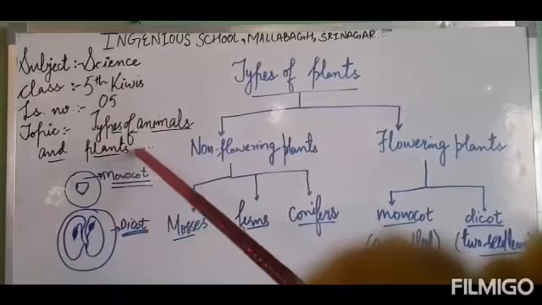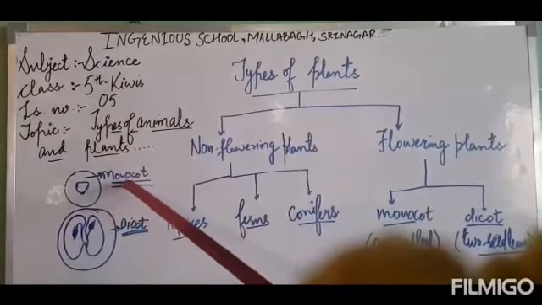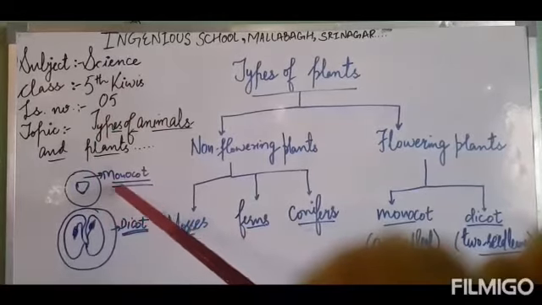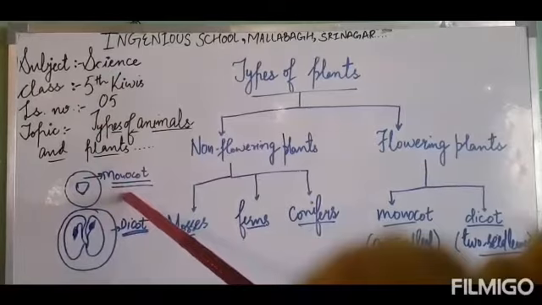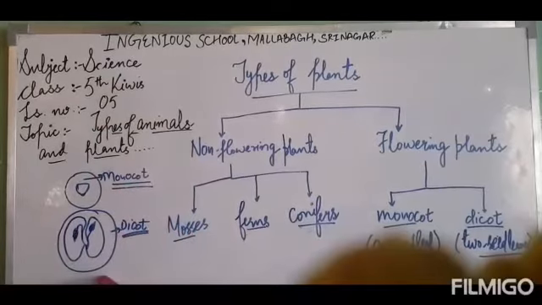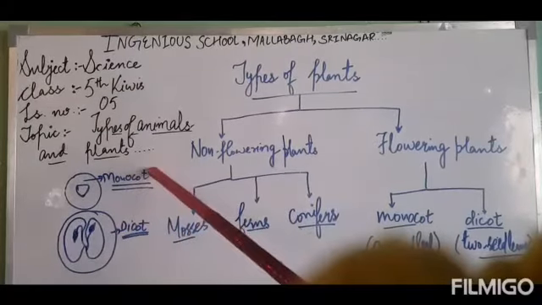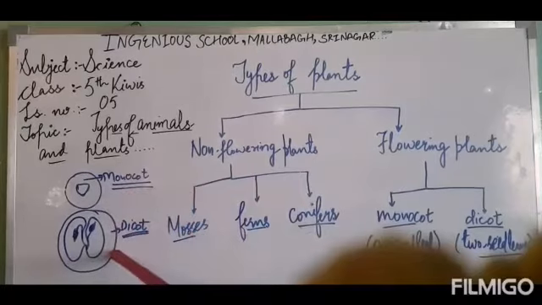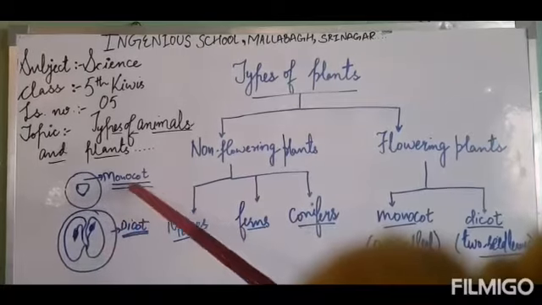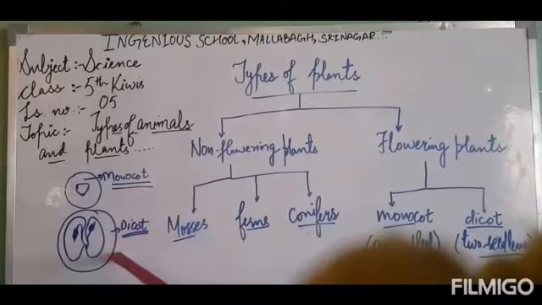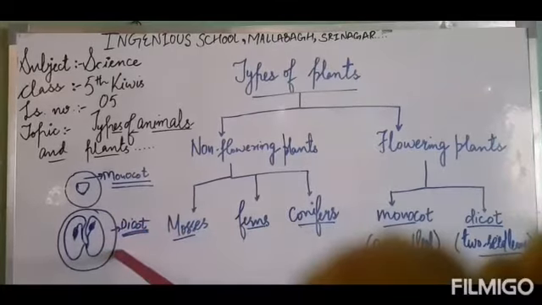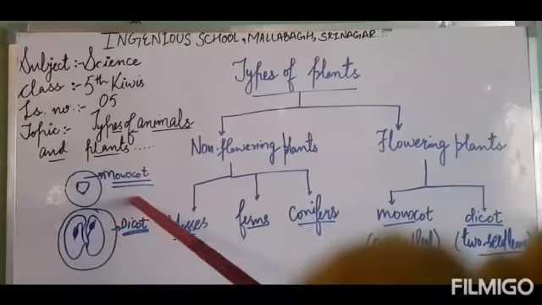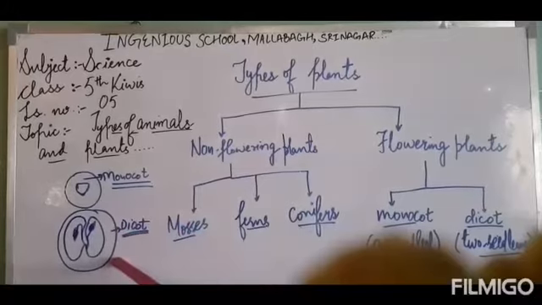One more thing about monocots is that they have a fibrous root system, and dicots have a taproot system. What? Monocots have a fibrous root system, and dicots have what? Taproot system. What are fibrous roots and what are taproots? You know that, isn't it? Class 5th, do you know what are fibrous roots and what are taproots?